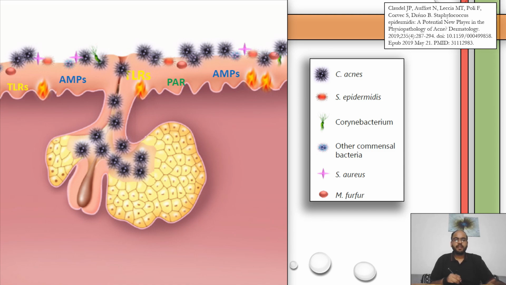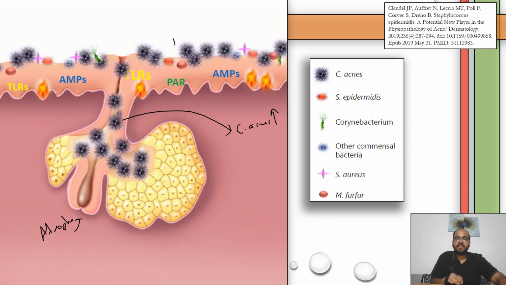Okay. So in the last slide, we saw the normal commensal organisms, and here we'll see the acne lesion. So in acne lesion, you will see that, let me change the color, yeah, this C. acnes is increased in number. You can see the proliferation. You can see the atrophy of the follicle.